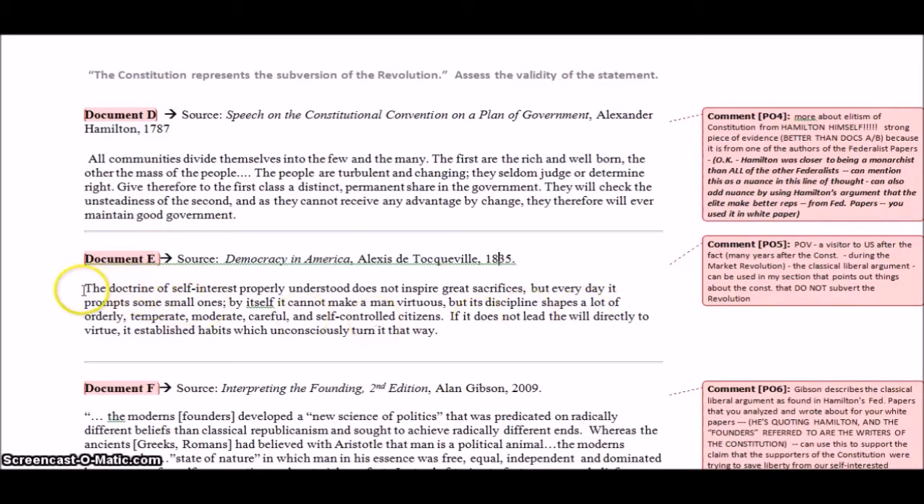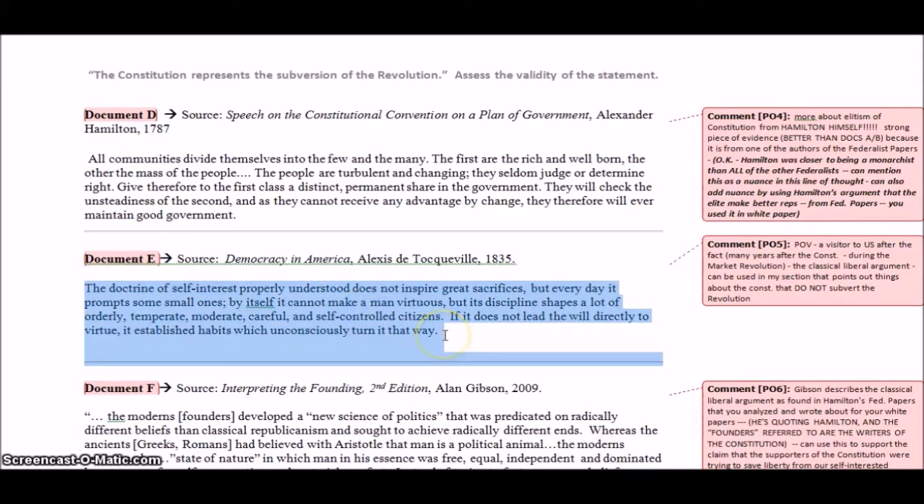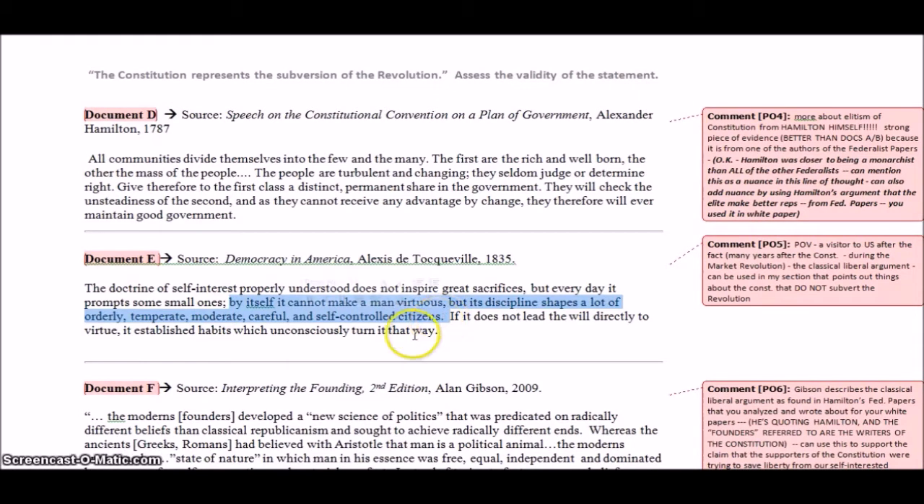Now, this more or less, this whole document outlines the classical liberal argument, and I would use it in a section that points out things about the Constitution that does not subvert the revolution. This section right here. Arguing the common good wins out in the end.